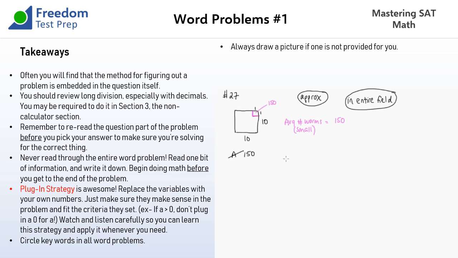We have a total area, excuse me, length times width, or side squared, since it's a square, of 10 times 10, which is 100. So if we multiply this 150 by 100, then we're going to get the total number of worms in the whole field. So that's 150. And then when you times it by 100, you add on 2 zeros. So that's going to get us 15,000, which is answer C. All righty? I hope you get that.